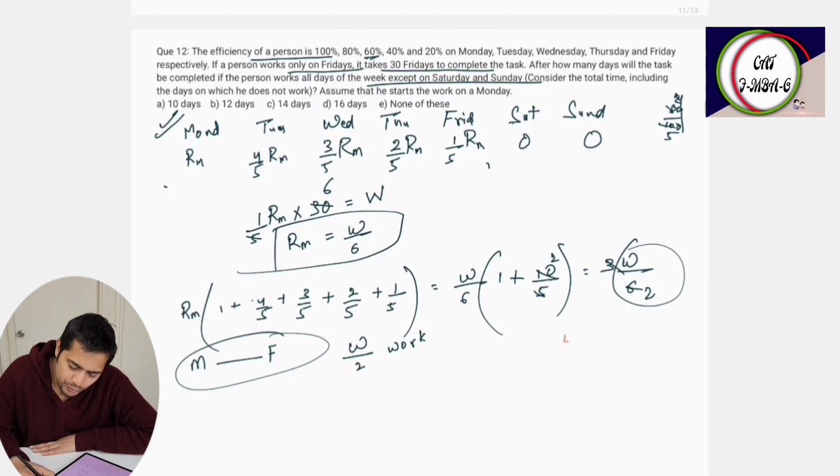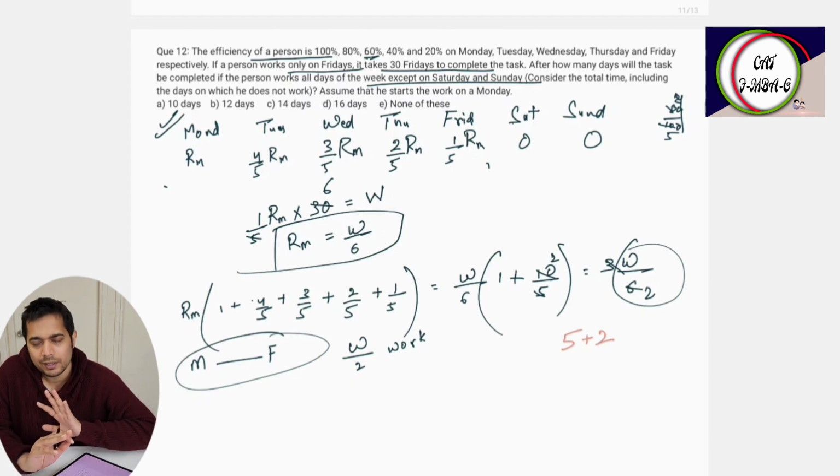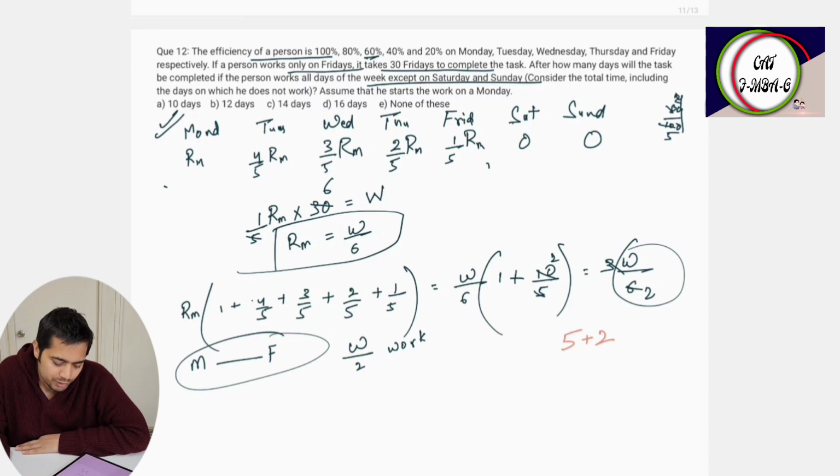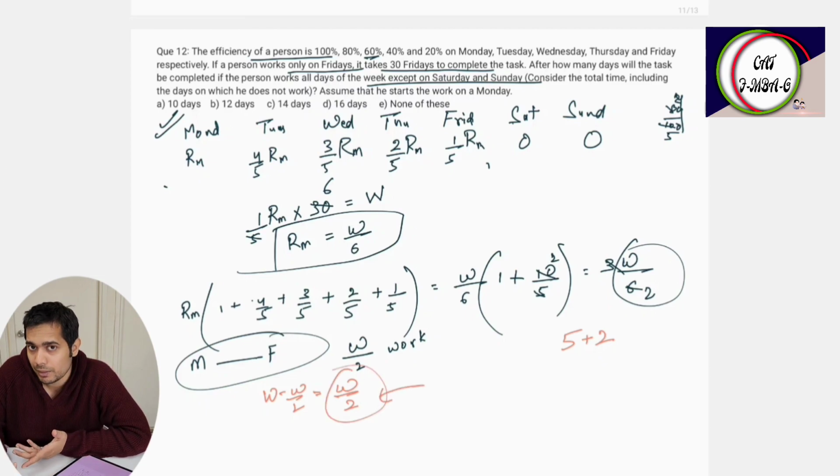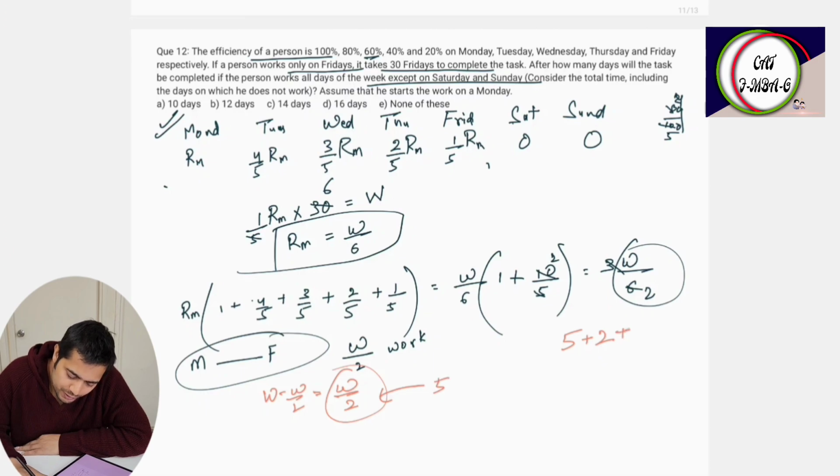So 5 days completed, Monday to Friday. Then 2 days, Saturday, Sunday, they are on leave. They are not doing any work. Still W by 2 work completed. How much work is left? W minus W by 2 is equal to W by 2. This W by 2 work will be completed in another 5 days from Monday to Friday. So plus 5, total 12 days.